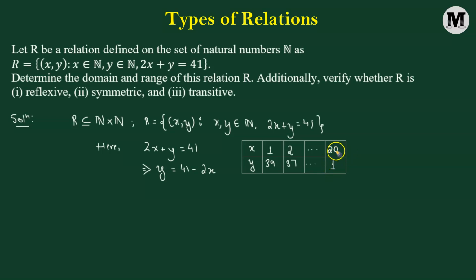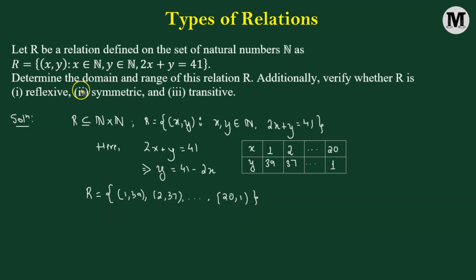We'll not be taking any values greater than 20 for x. In that case, y becomes negative, and that's not possible since it's already mentioned that y must be a natural number. So here, using this table, we can now form the ordered pairs for the relation R. R is going to contain the ordered pair (1, 39). Next we have (2, 37), and this is going to continue all the way up to the last ordered pair, that's (20, 1). Fine. So this is our relation R.